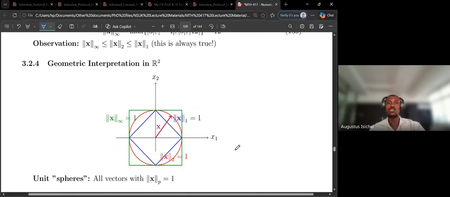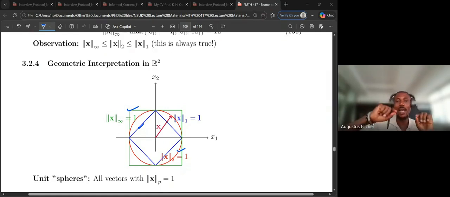I'd like to show us a geometric interpretation of the norm in R2. What's the geometric interpretation? This blue square, right? No. The green square represents the infinity norm, and the red circle represents the L2 norm. This is what it means geometrically.